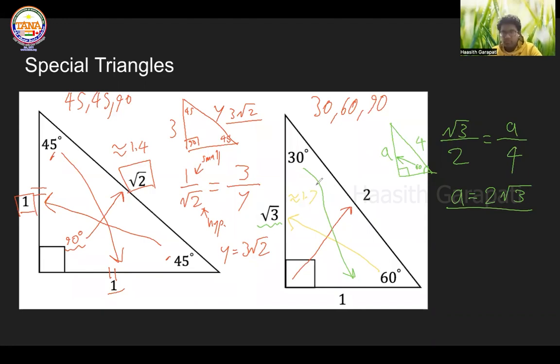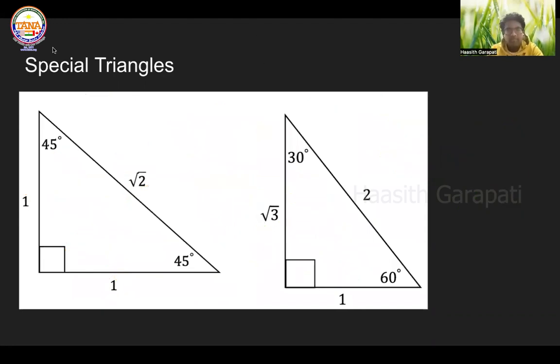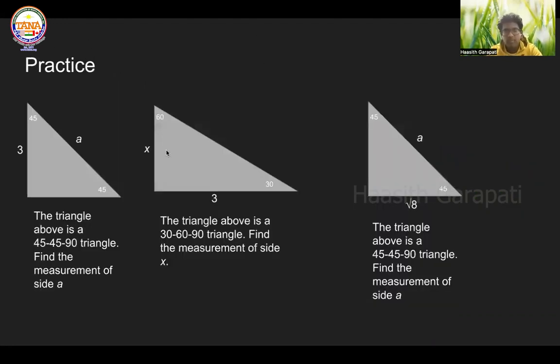So that's how special triangles are useful. I won't dwell on them any longer. Instead, we'll do some practice. I'm going to give you guys 2 minutes to do these questions starting now.